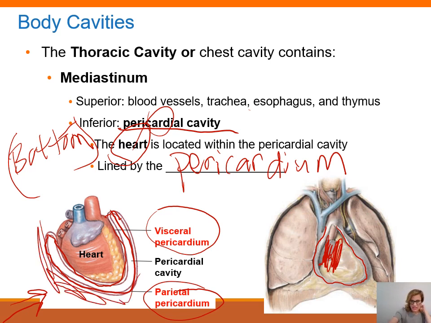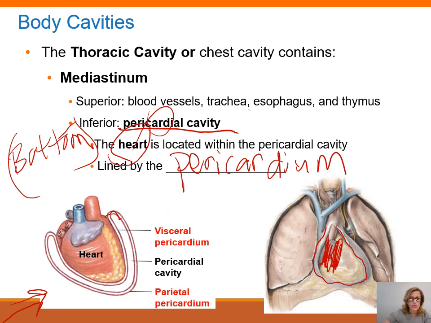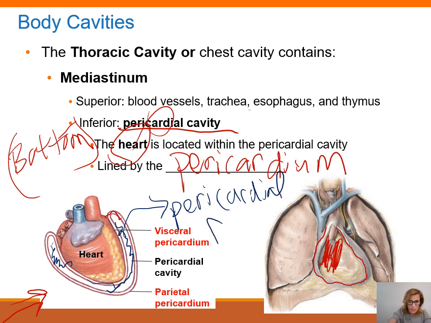You'll notice the space between the two layers is the pericardial cavity. And what do you guys think we fill this space with? Do you think it's empty, filled with air, solid, filled with fat, what? Hopefully you guys said that it is filled with serous fluid, or in this case we could call it pericardial fluid. And what is that fluid there for? Lubrication. Okay.